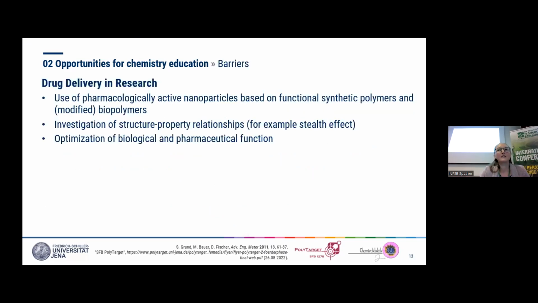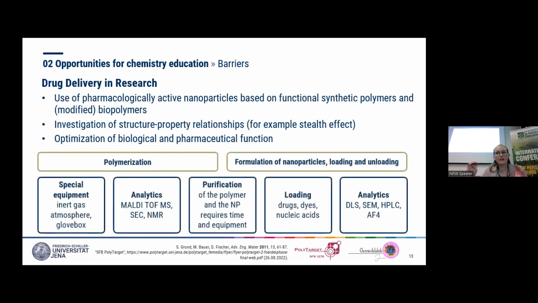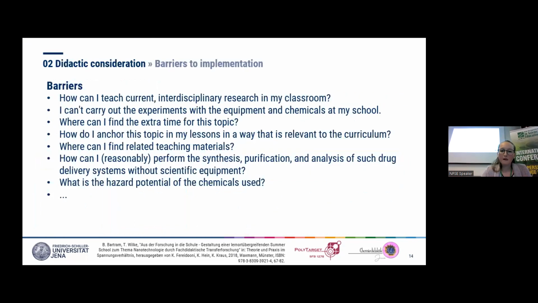But of course, there are different barriers. If we think of the research, if the researcher wants to formulate drug delivery systems, they take active ingredients, they take polymers, mostly adapted with so-called stealth proteins, and then different research steps follow. They need special equipment, they do analytics, purification, and so on. All these steps we can, of course, not carry out in the school context.